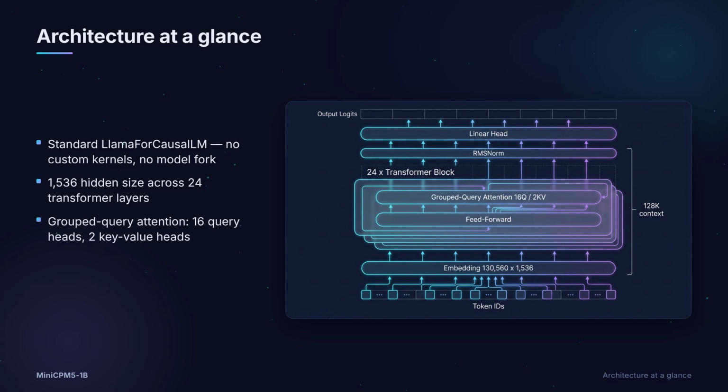It uses grouped query attention, with 16 query heads sharing just 2 key value heads, which keeps the memory footprint small during generation. And it supports a very long context window of up to 128,000 tokens, drawn from a vocabulary of about 130,000 tokens. Because it is plain Llama, everything you already know about running Llama models applies here.